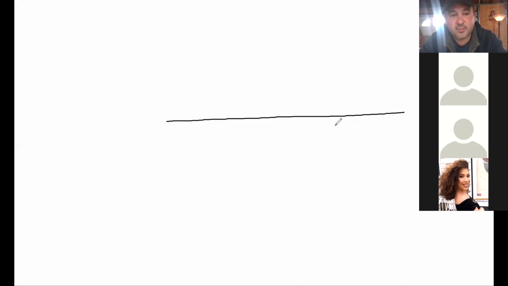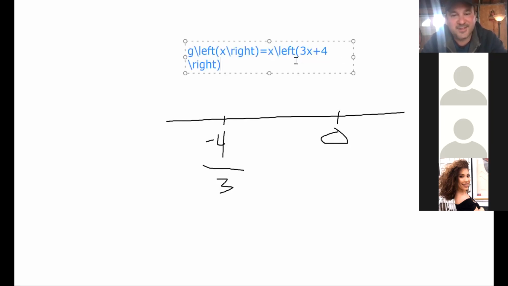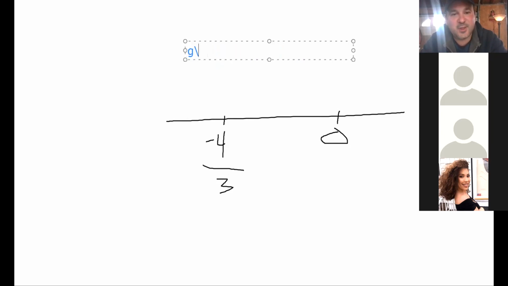So we had 0 and negative 4/3. So 0's over here, and then negative 4/3. All right. And our function is g of x equals x times 3x plus 4. Sorry, I'm going to change that to x times 3x plus 4, like that. Right, so it's in the factored form. It makes it easier for figuring out your signs.